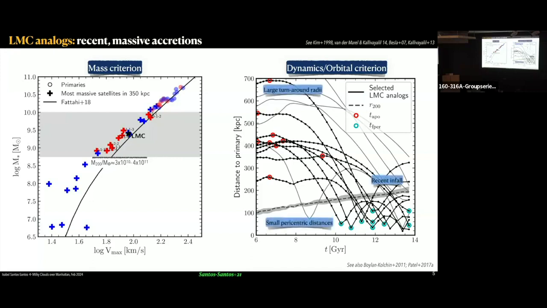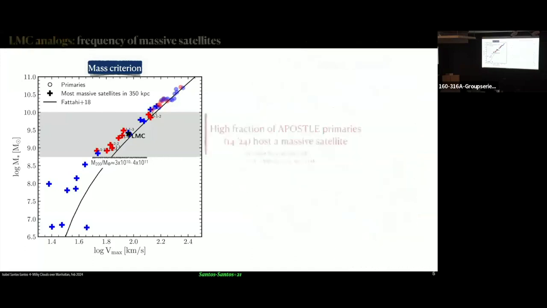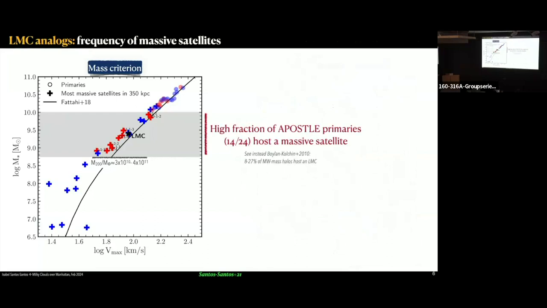As you would expect from the nature of hierarchical buildup, most of these massive satellites presented recent infalls and eccentric orbits. And this had been shown before in previous work. But what was different to previous work was the frequency of these massive satellites. So we found that 14 out of our 24 primaries hosted a satellite as massive as the LMC. And this is like 58%.